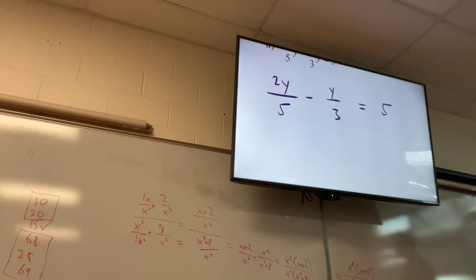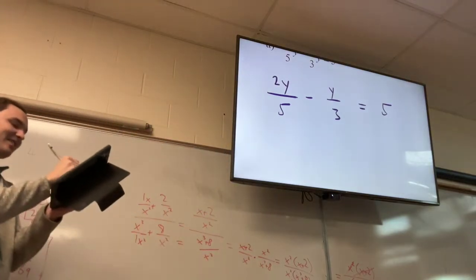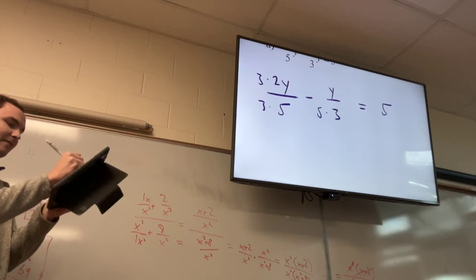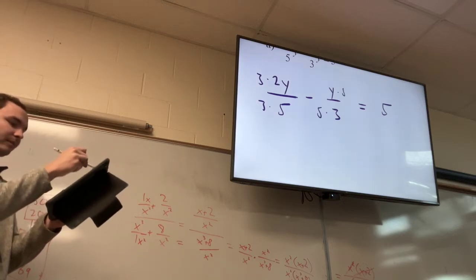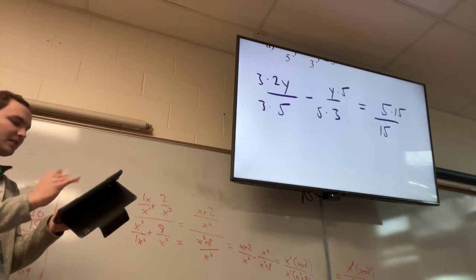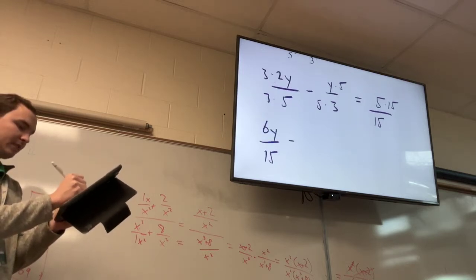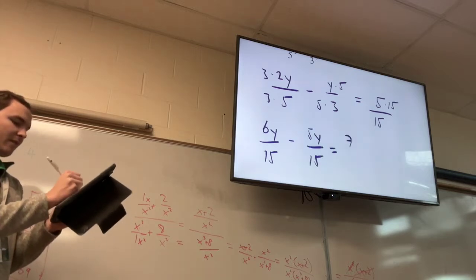All right, so right here, we have these two terms. How do I get them to have the same denominator? This is like a middle school problem. 5 and 3, what's the common denominator? 15, yeah. So you're going to multiply the top and bottom by 3 here, and over here you're going to multiply the top and bottom by 5. Over here, this one has to have a denominator of 15 as well, so we have to multiply the top and bottom by 15 here. So 6y over 15 minus 5y over 15 equals 75 over 15.